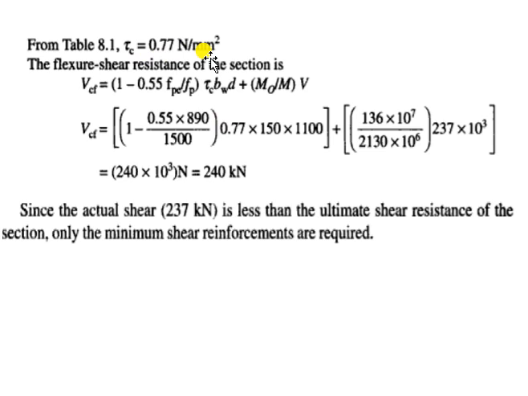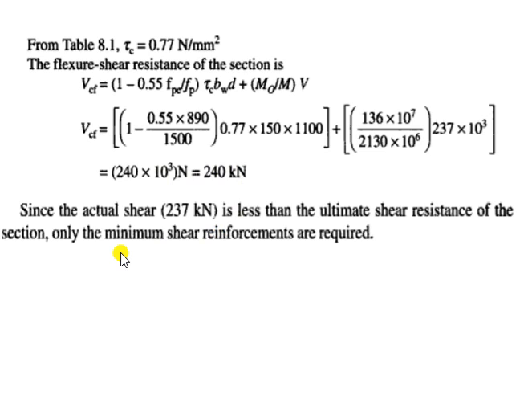So substitute the values of m0 and tau c in the formula. The flexural shear resistance of the section is given by this equation. Substituting all the values, Vcr is equal to 240 kilonewton. That is, a beam can take a shear force up to 240 kilonewton before it undergoes flexural shear cracking.